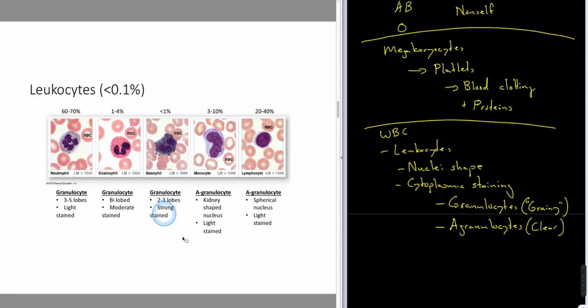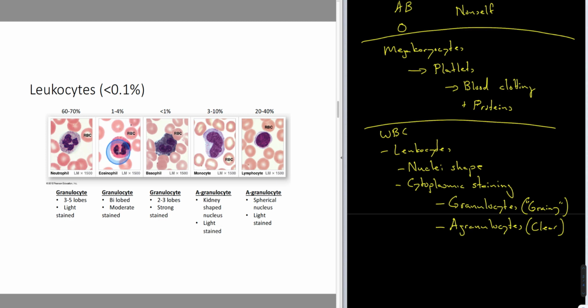So for instance, the lymphocytes and monocytes are considered agranulocytes because of the way the cytoplasm looks. It's very light. The neutrophils, eosinophils, and basophils, even though the neutrophil isn't really that dark stained, it's considered a lighter stain. And then you have medium staining and very heavy staining in the cytoplasm. You can also look at the differences by the shape of the nuclei. So for instance, neutrophils have 3 to 5 individual lobes, but a very light stain cytoplasm.